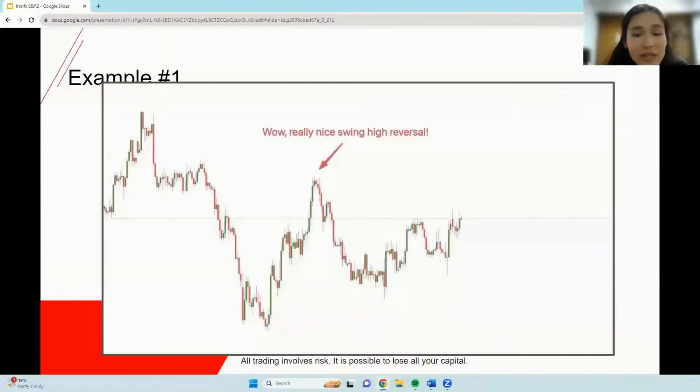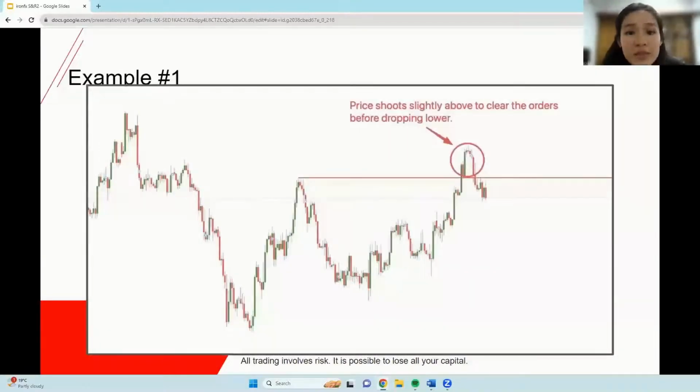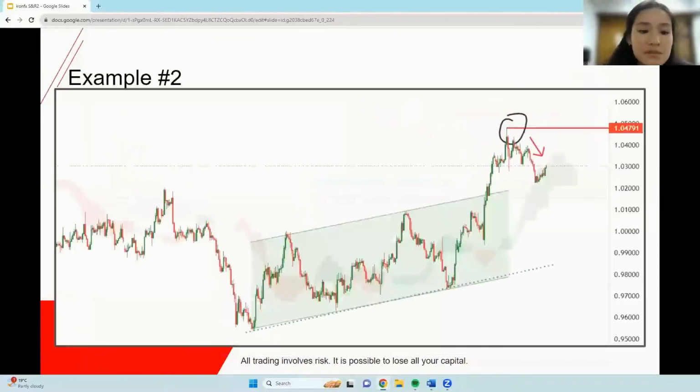So here's an example of a liquidity trap. Firstly, we see price reversing at the swing high. Once price surpasses the swing high resistance, it clears the orders and then drops below the resistance again. Another example here: price breaks out of the ascending trend line as well as the ascending trend channel. It shoots out of it, clears the orders, and then at the point 1.04791, this swing high, price reversed and proceeded to drop back down.